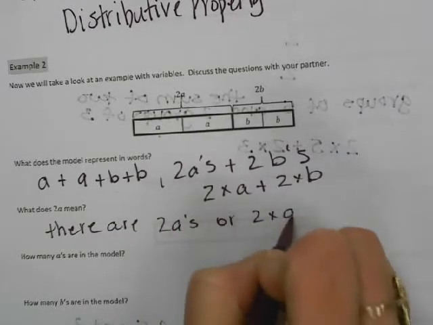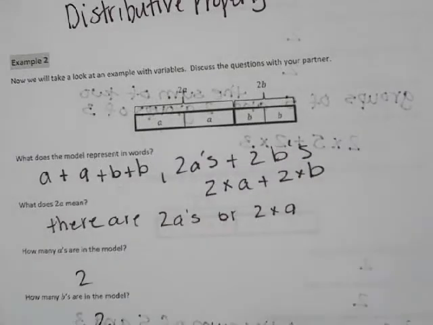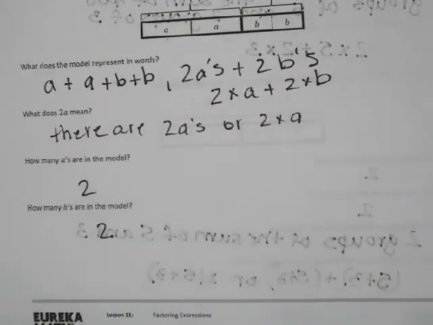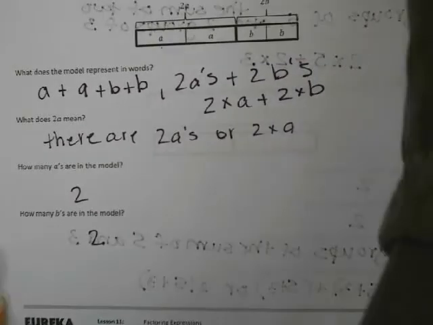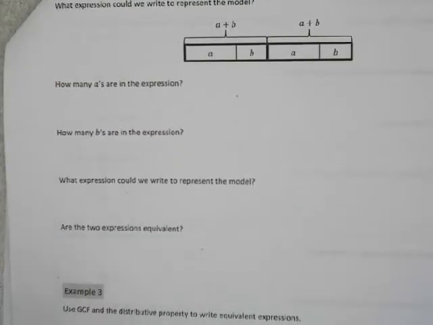Or 2 times A. How many A's are in the model? 2. How many B's are in the model? 2. So I don't know if your book turns, but my page turns now to answer the rest of the questions. So I'm going to go turn my page and go to the next question. And it says, what expression could we write to represent this model?